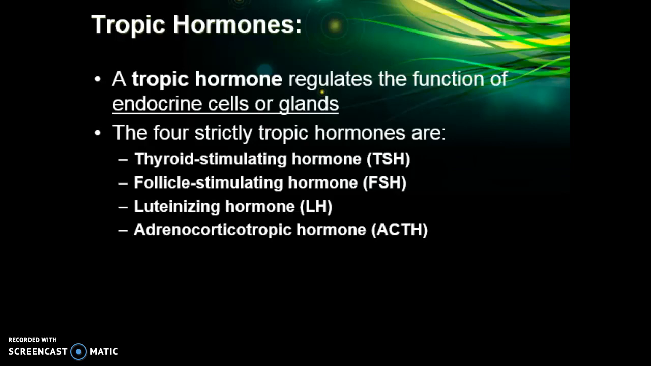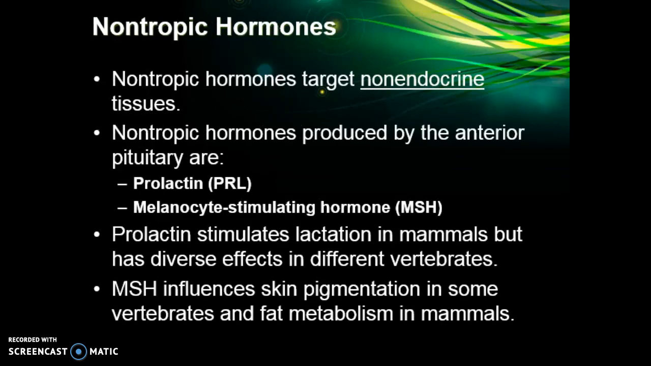So they're really heavily involved in regulating the regulation process, if that makes sense. Non-tropic hormones are going to be ones that target non-endocrine tissues. They're going to be produced by the anterior pituitary. Again, there are those two listed.